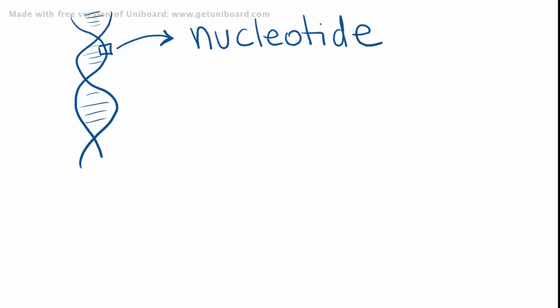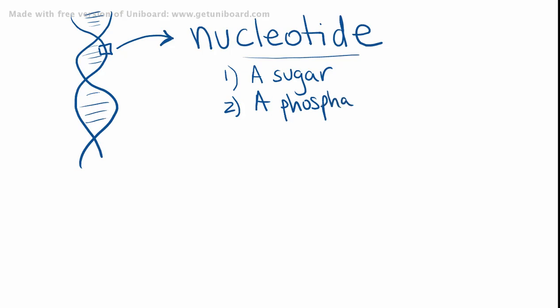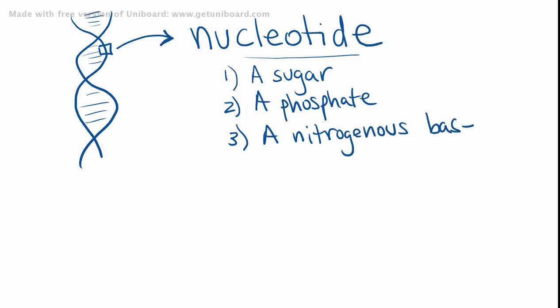A nucleotide is made up of 3 things. 1, a sugar. 2, a phosphate. 3, a nitrogenous base. Okay, those are the 3 building blocks of a nucleotide.